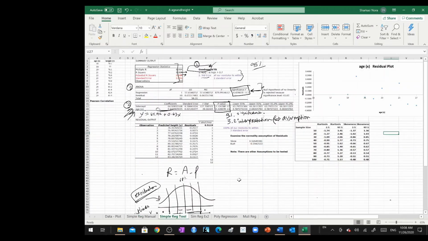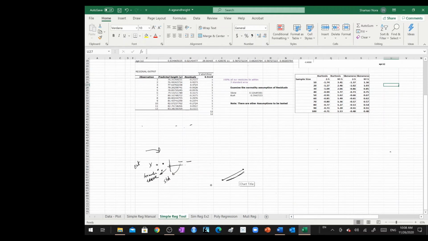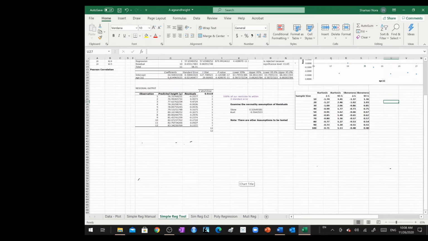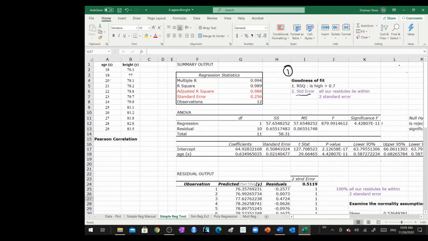Now let's talk about technicalities. Let's talk about this analysis tool. Oh, I'm sorry, this is from my previous lectures. So basically, I would like to show you now how to get all the things that we talked about in just a couple of clicks of a button using Excel, which is by using the analysis tool pack.